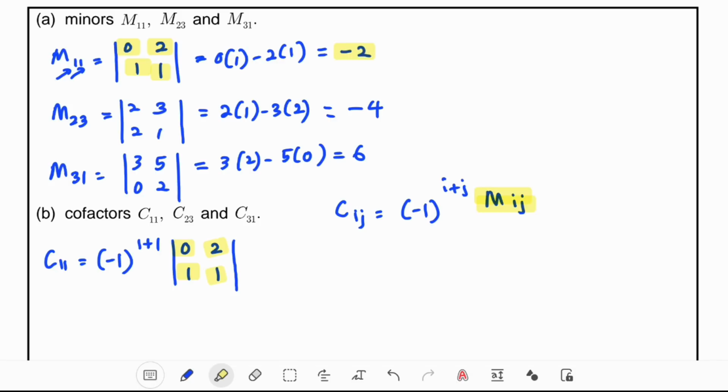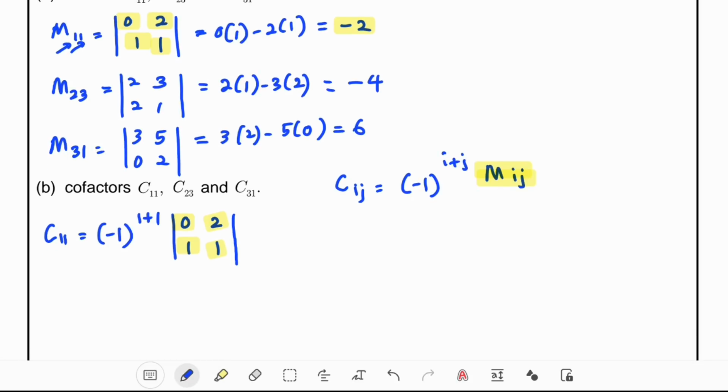Just copy it down and then multiply with negative 1 to the power of 1 plus 1. You can just skip this process if you already got the value for this part. But here, I'll just repeat the same process. So negative 1 to the power of 1 plus 1, which means negative 1 to the power of 2, will give you positive 1. So positive 1 multiplied with negative 2 will give you negative 2.